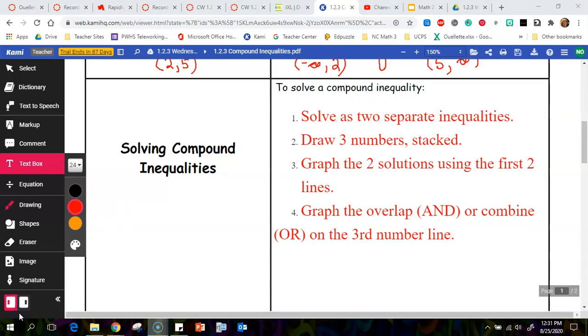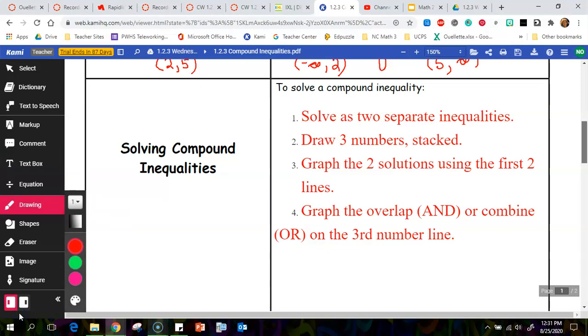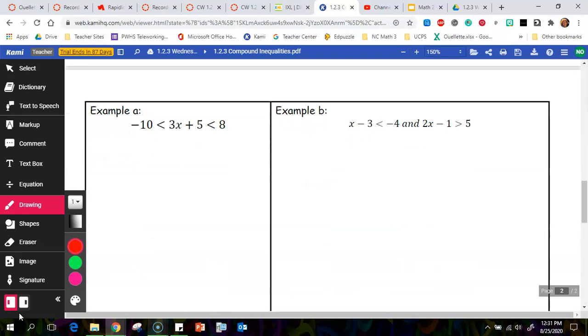Okay, so for example, A. Scroll down. Example A, all those steps aren't necessary, and I'll show you why. Example A is a compound inequality that's not written as 2 different inequalities, it's written as 1. And so the way I usually tell my students to solve this type of inequality is to just do it all together. We could rewrite this as 2 separate inequalities. And don't write this, but you could write this as 3x plus 5 is greater than negative 10, and 3x plus 5 is less than 8, but you don't have to. That is the 2 separate inequalities, but it's not necessary.